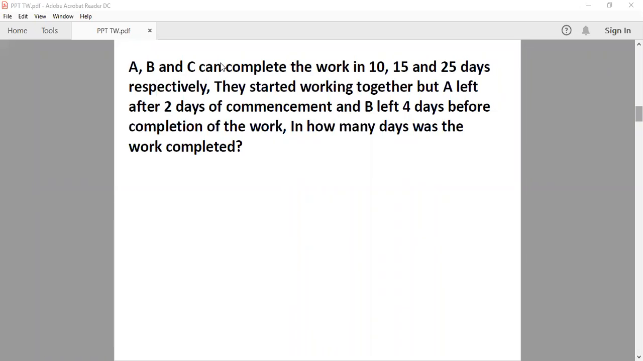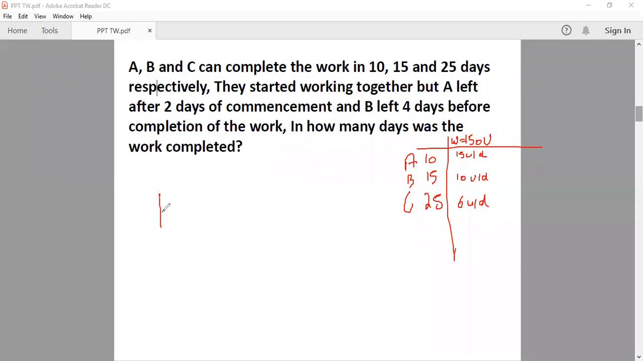Okay. So अभी यहाँ पे हमें दिया है, here we are given that A, B, C can do a work in 10, 15 and 25 days respectively. Now what is the LCM? LCM is 150. So I'll assume that the total work is 150 units, right? Now A is doing it in 10 days, so A is doing 15 units per day. B is doing it in 15 days, so B is doing 10 units per day, and C is doing 6 units per day.